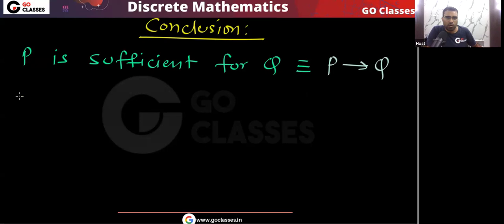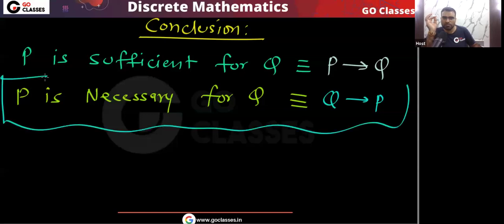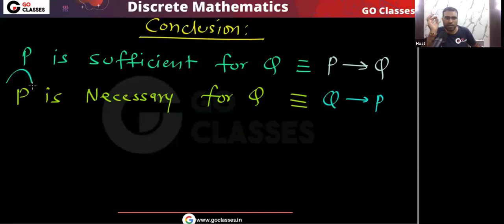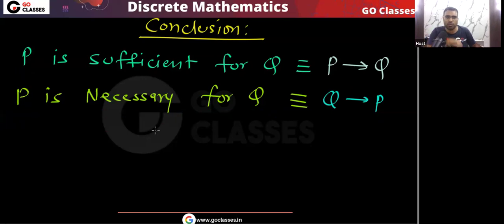And how to write P is necessary for Q? This you will write as Q implies P. The logic I told you, yes or no? Will you ever forget this? Just remember the logic: P is mandatory for Q. What does it mean? It means if P does not happen, then Q does not happen. Means negation P implies negation Q. Yes or no? Remember this.